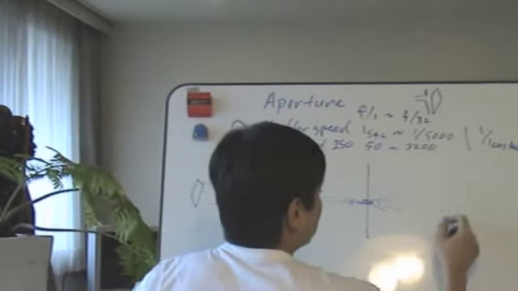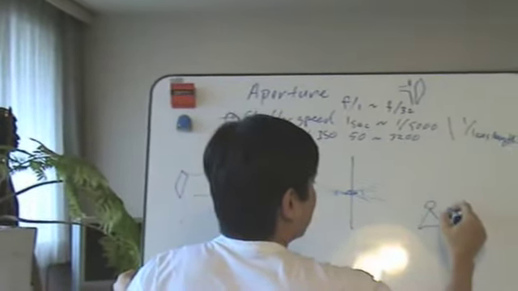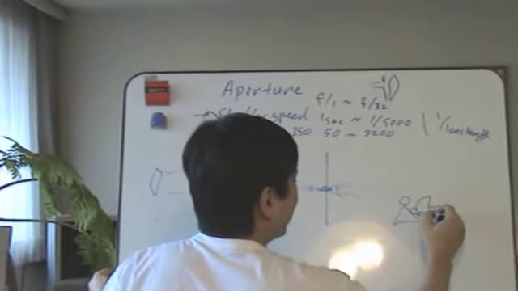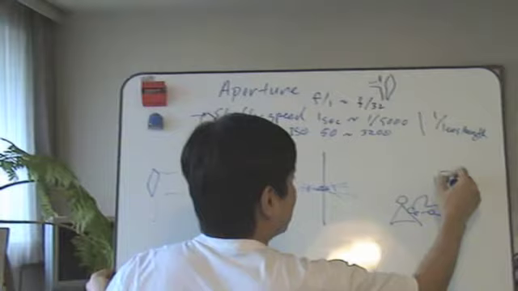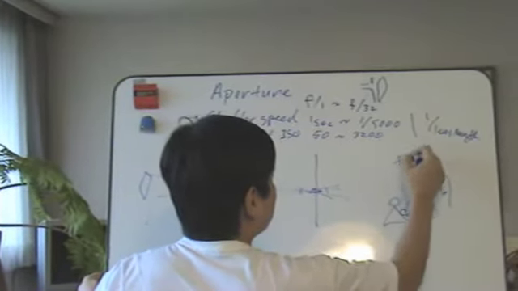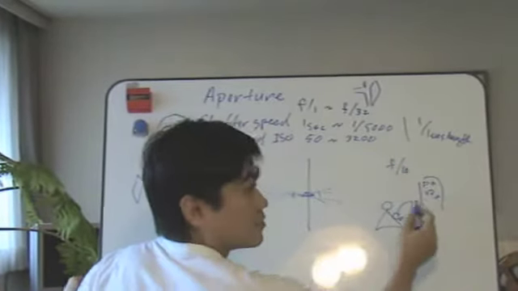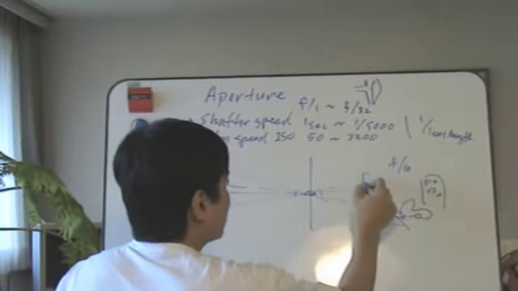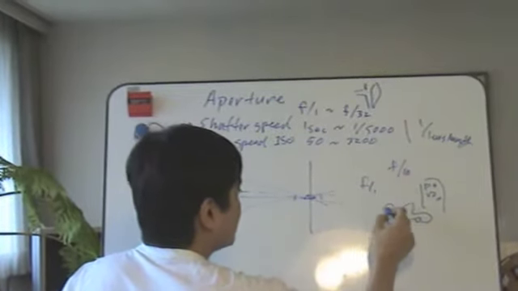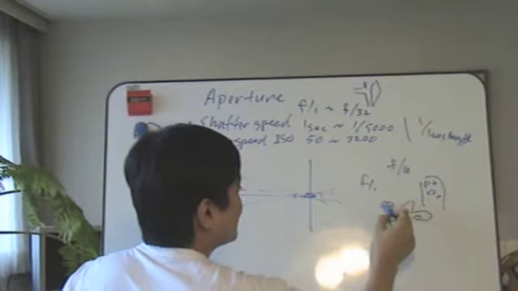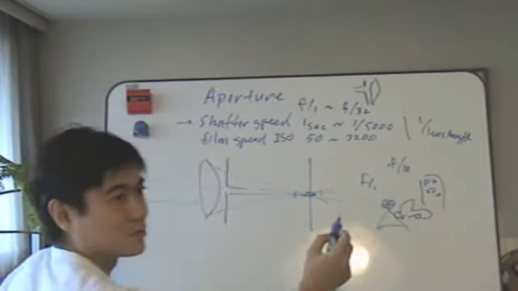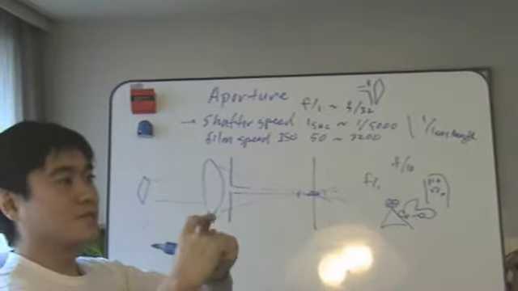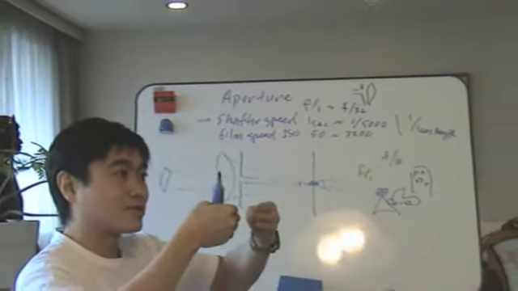So if you have a person and a car and then a building, right? At f16, all of these will be in focus. But at f1, this eye will be in focus, but the far eye won't. So when your lens is wide open, your focal plane is about this thick.